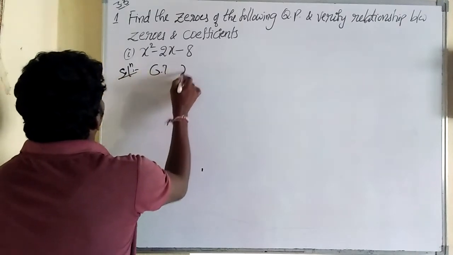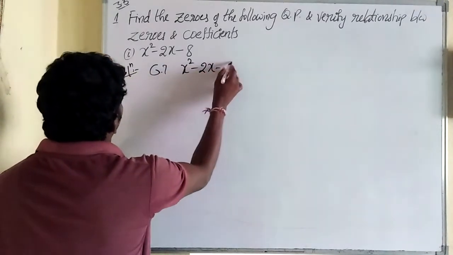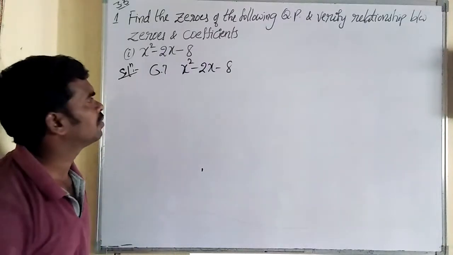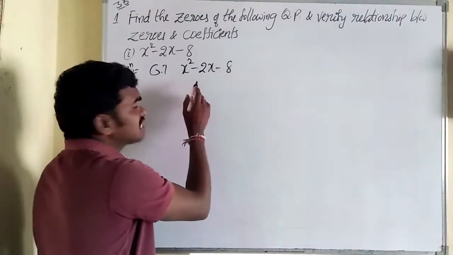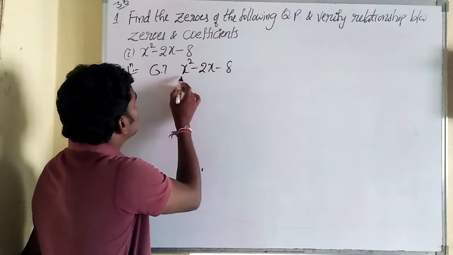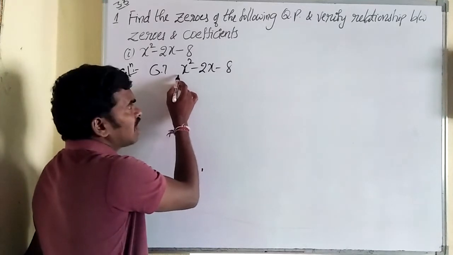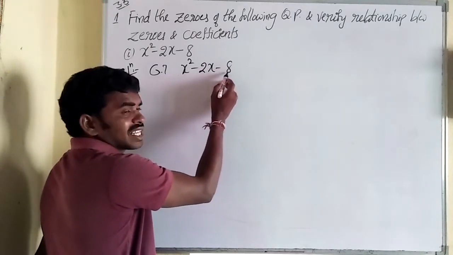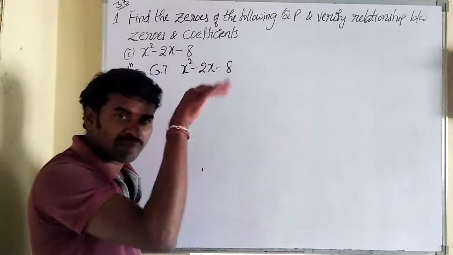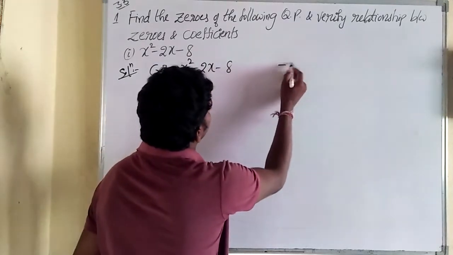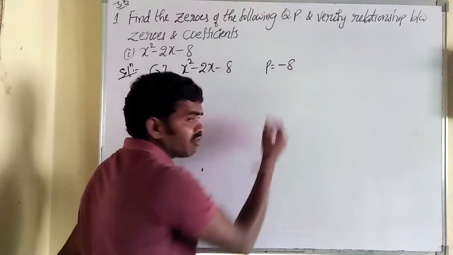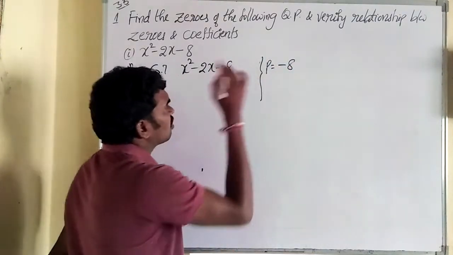Given that x square minus 2x minus 8 is a quadratic polynomial. To factorize this and find the zeros, we first take the x square coefficient, which is 1. What is the constant term? -8. 1 into -8 is -8, so -8 is taken as the product. This is rough work.